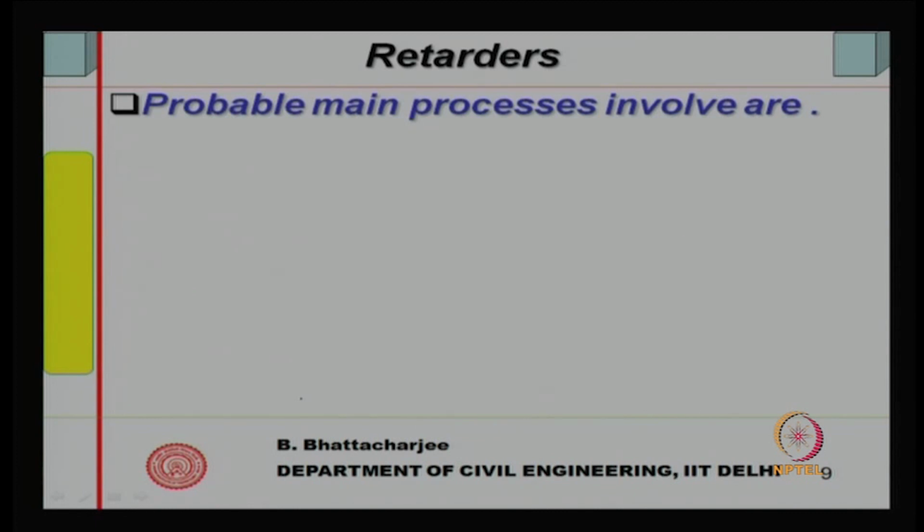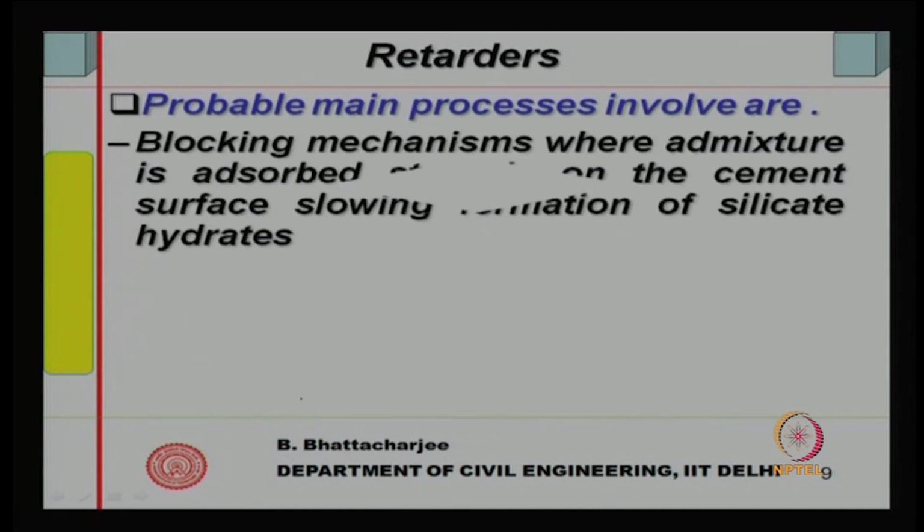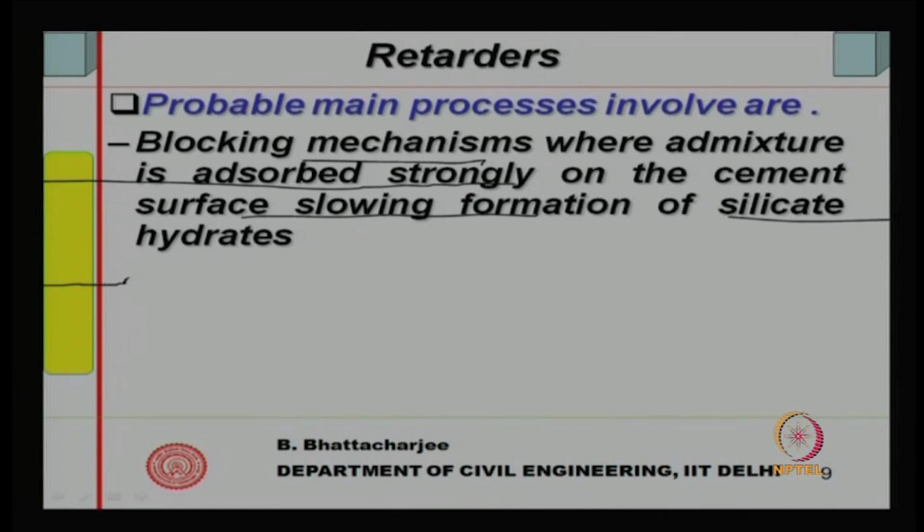The retarders, the processes involved or the mechanisms, if you look at it, are blocking mechanisms, where the admixture is adsorbed strongly on the cement surface and slows down the formation of silicate hydrates. So, basically they can be adsorbed onto the cement surface, and therefore formation of silicate hydrates is slowed down, because they are adsorbed strongly on the surface.